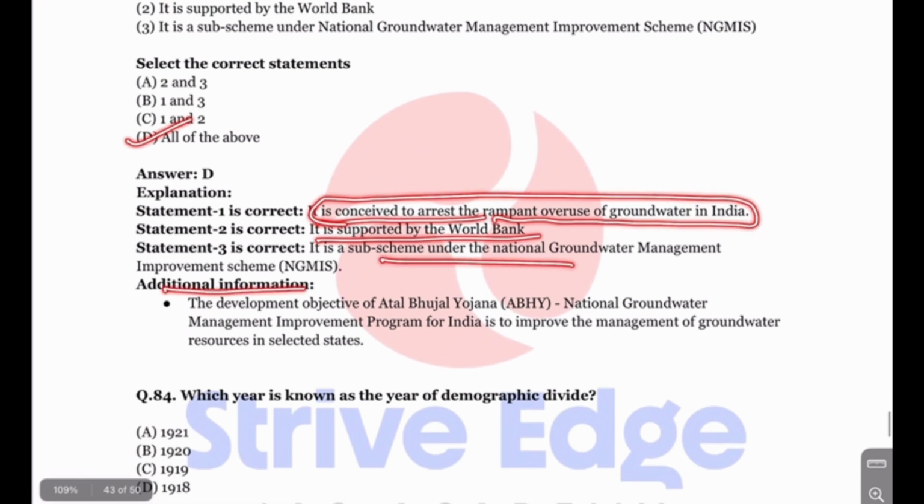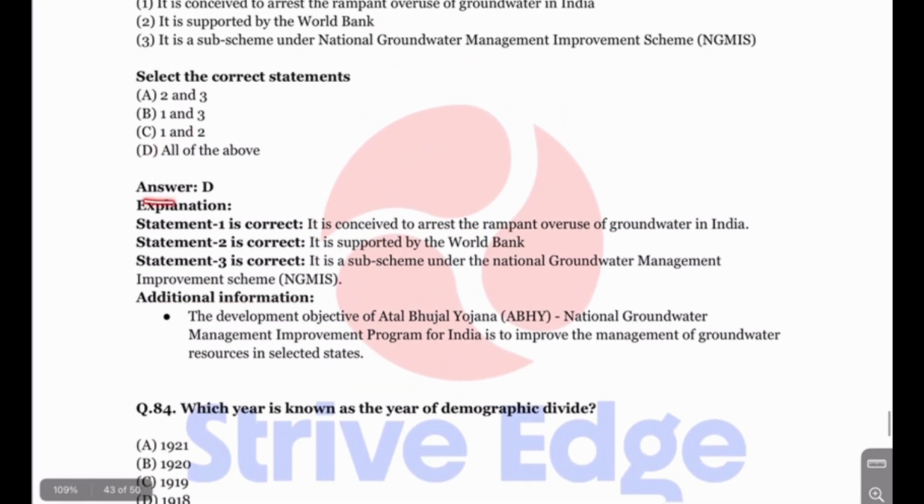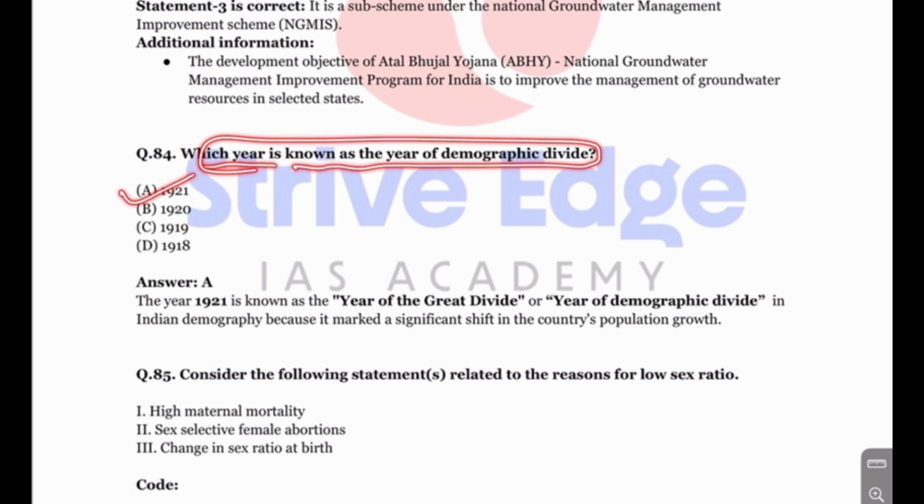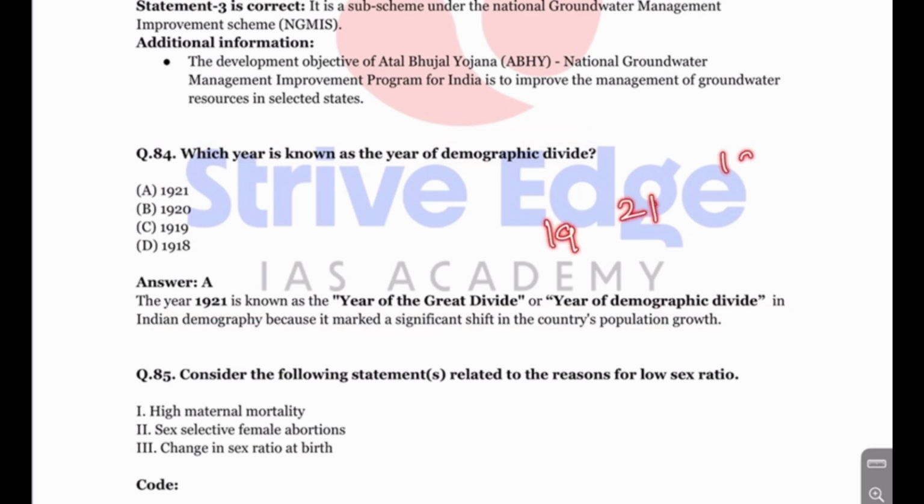So answer is D. So next, which year is known as the demographic divide? So it is 2021. So year 2021 is known as the year of great divide, the year of demographic divide in India, because it marks significant country population growth. Okay, after 1921 we have seen a significant shift in our population, like from population decline to population rise. So that is the reason it is called the population divide.